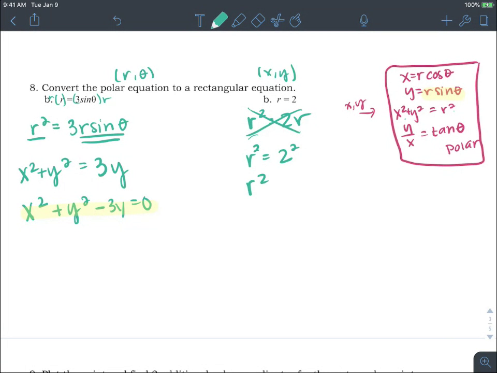I get r squared is equal to 4, and r squared is x squared plus y squared, which is equal to 4. That looks like a circle to me, okay? Which I think it is, because in polar, r equals 2 is just a circle. Okay. All right, our last one.